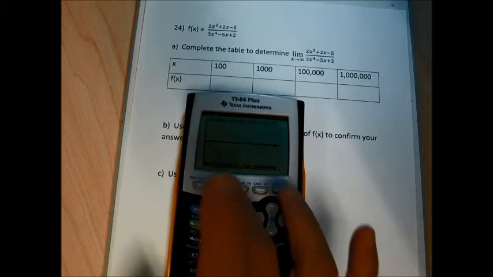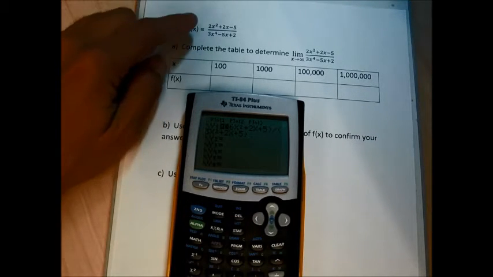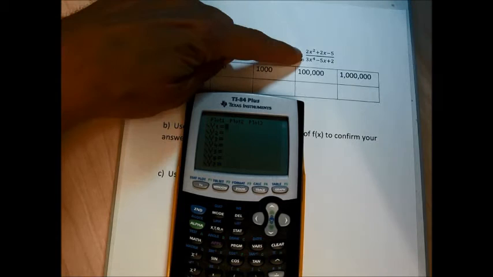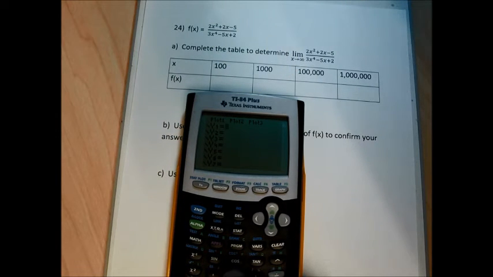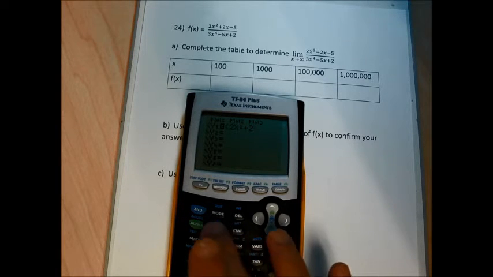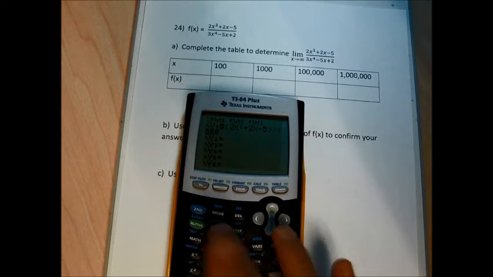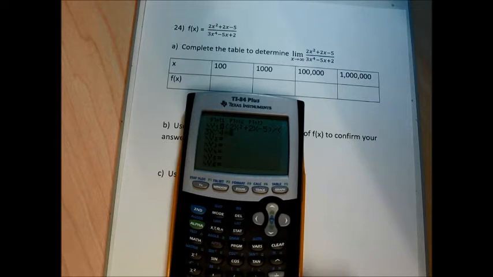I become efficient by taking the function I'm trying to find the limit of and plop it right into my y equals. So if I'm trying to find the limit as x goes to infinity of that horrible fraction, I'm going to just plug this into my y1. So I'm going to go 2x squared plus 2x minus 5 divided by parentheses 3x to the 4th minus 5x plus 2. I've entered the function in. I can hit graph if I want to. I don't know if I'll see anything because the limit might not be in my window, but that's okay.